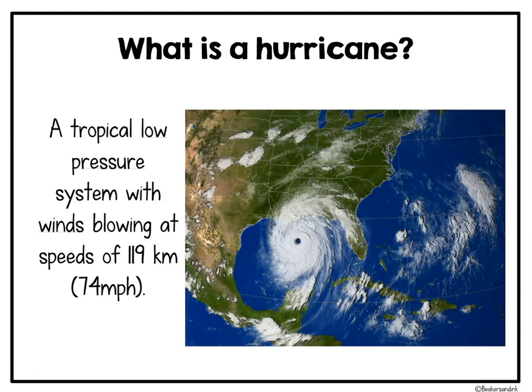So if you take a look at this picture here, this is actually satellite radar, and you can see the hurricane forming, and it's right in the Gulf Coast. This part of the hurricane here is called the eye, okay?